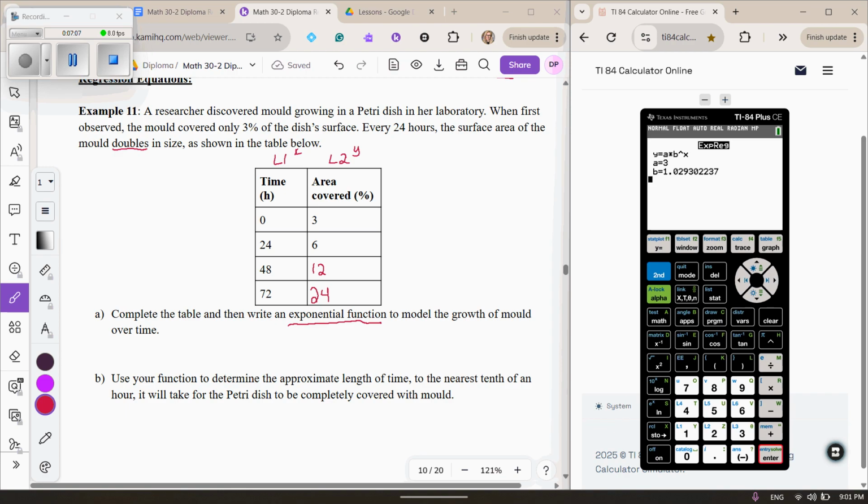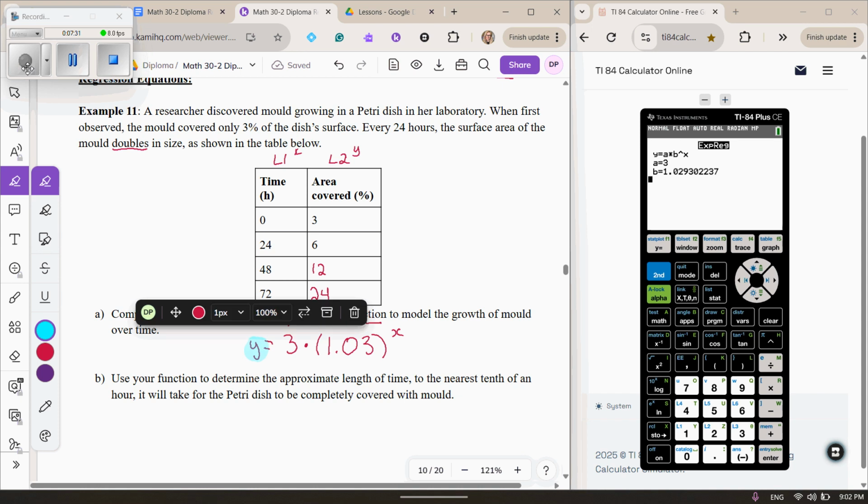So here is my regression equation. Y equals A. A happens to be 3. And I forgot to give you rounding instructions, so let's go to the nearest hundredth, 1.03 for my B value to the power of X. So remember, anytime you're writing out your regression equation, you have to put the Y equals for full marks. Otherwise, you will start losing marks. So just make sure that you are using Y equals.